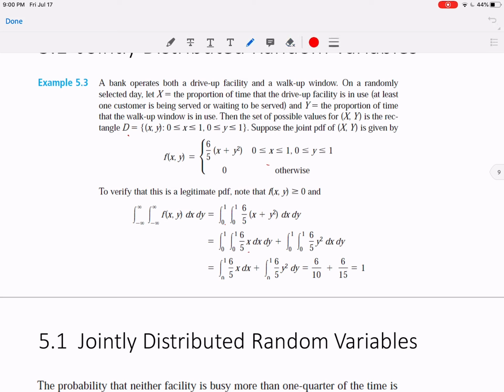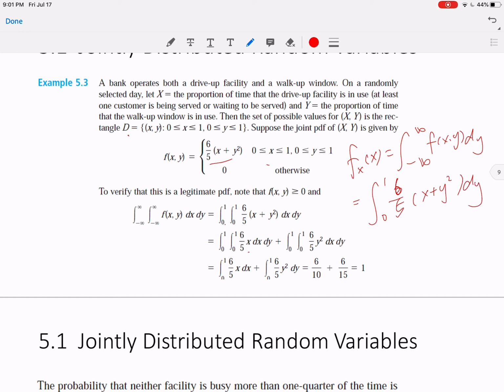So now let's take a look at how to find the marginal PDF of x in this case. Find f of x, f sub x. So that's the marginal PDF of x. Based on the definition, if we want to find the marginal PDF of x, we just need to integrate the joint PDF f of x, y over y, right? In this specific case, we know the interval of y is from 0 to 1, and then 6 over 5 times (x plus y squared) dy.